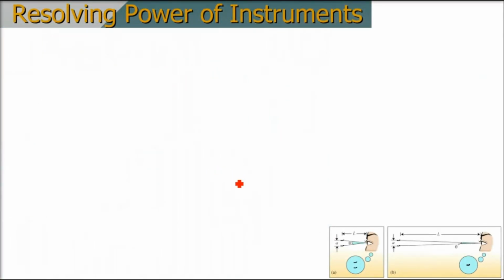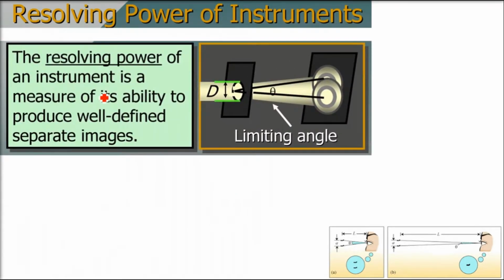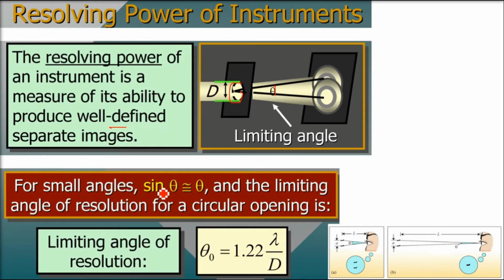What is the resolving power of an instrument? The resolving power of an instrument is the ability of that instrument to produce well-defined separate images. There is the diameter of that optical instrument, of that lens, and there will be a limiting angle as well. For a smaller angle, we always know that sin theta can be taken as theta. So the limiting angle of resolution for a circular opening is given by a formula, theta, or in many books it is written as theta 0. This theta is given by 1.22 into lambda by d.